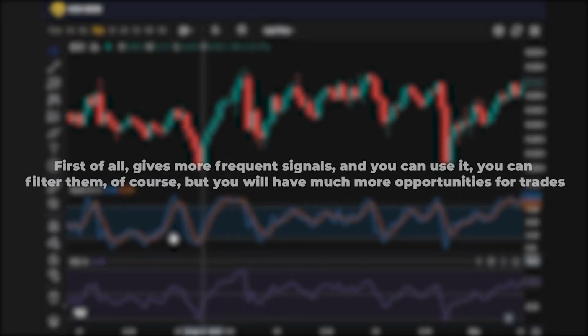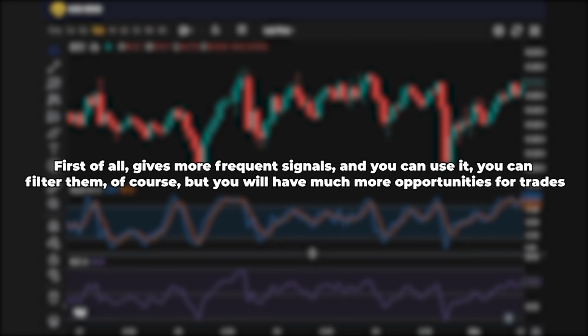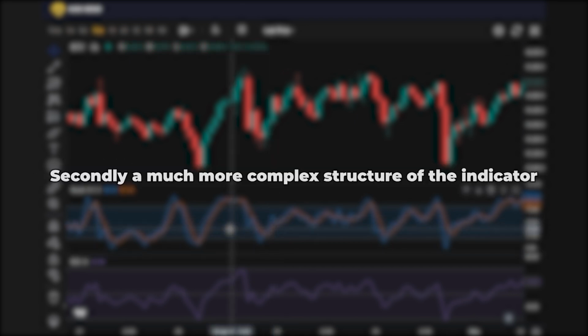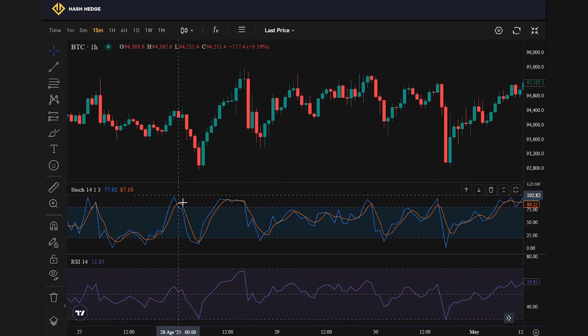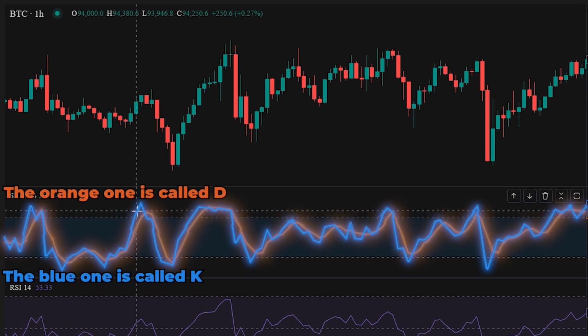And Stochastic, first of all, gives more frequent signals, and you can filter them of course, but you will have much more opportunities for trades. Secondly, it has a much more complex structure. There are at least two lines here. The blue one is called K percentage, and the orange one is called D percentage.